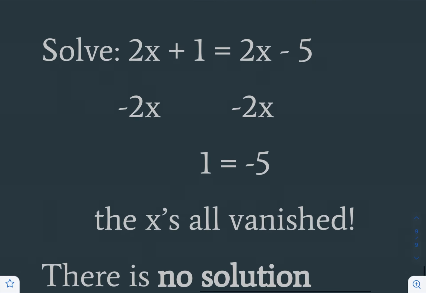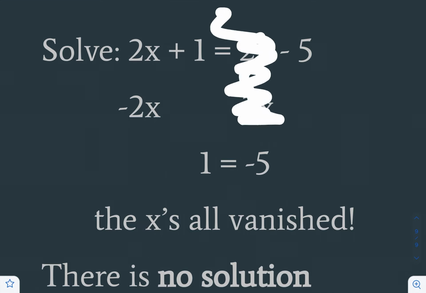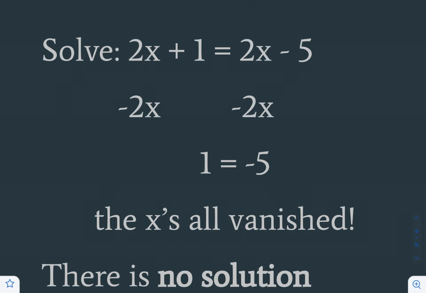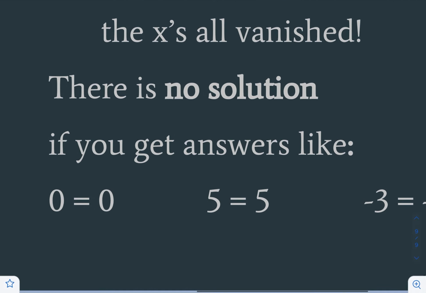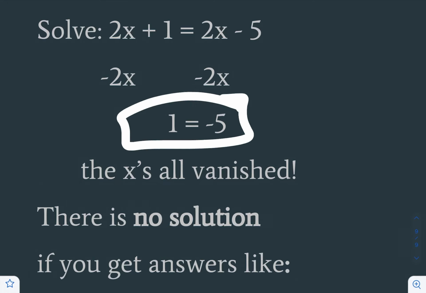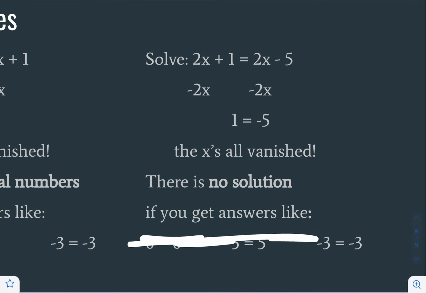Let's look at this case. If we get 2x plus 1 equals 2x minus 5, we subtract 2x from both sides, we're going to get some crazy response once x is vanished, that 1 is equal to negative 5, which is definitely not true. When we get responses like this, it means this is wrong. And these examples, I accidentally copied them over. These examples don't apply. But the x is vanished, and when you get responses when the two numbers aren't equivalent to each other, then the answer is no solution.